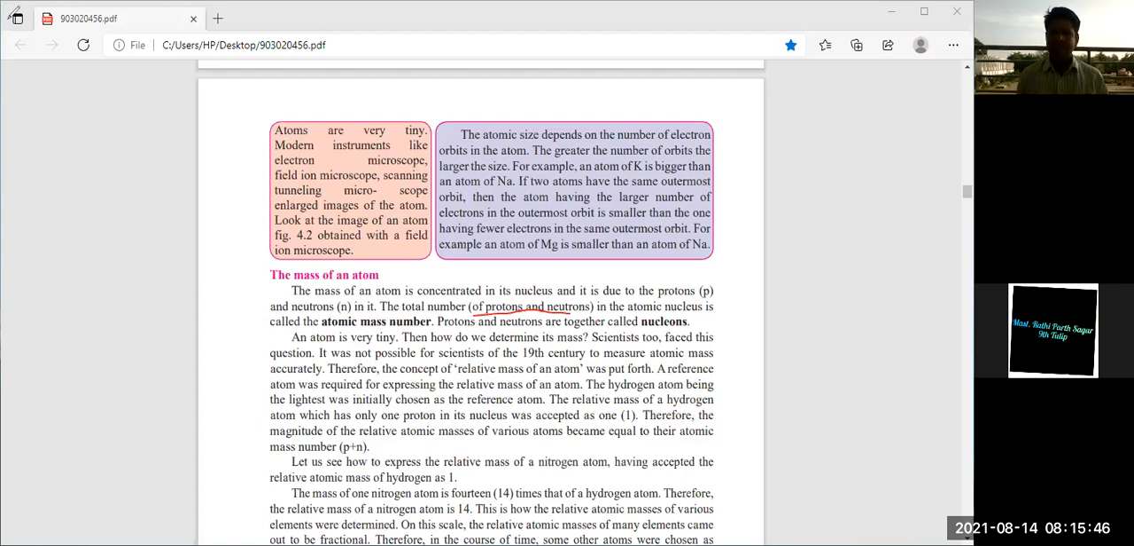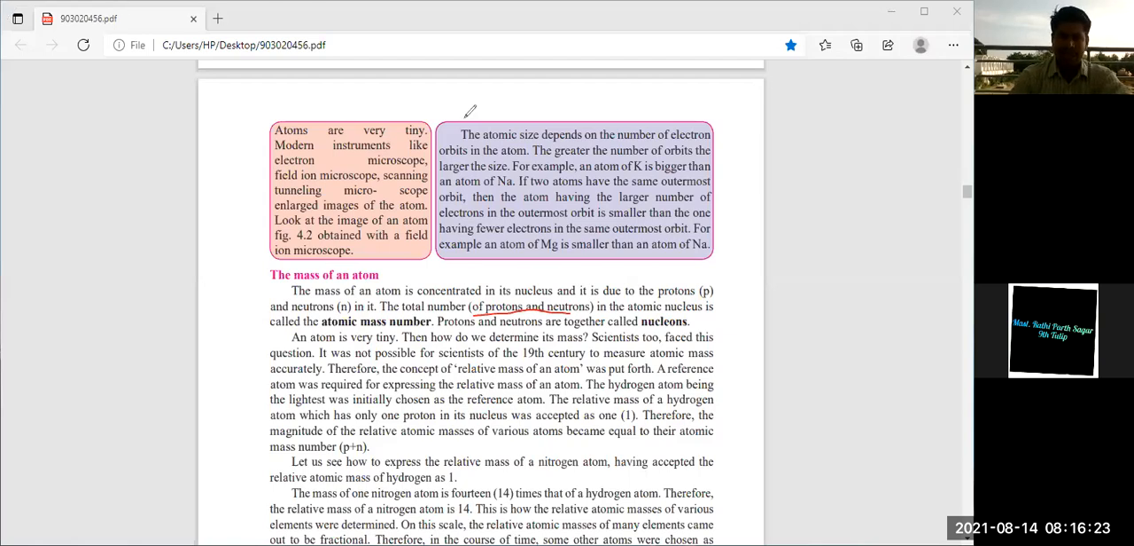Scientists faced so many problems in finding out this atomic mass. It was not possible until the 19th century to measure the atomic mass accurately. Why was it not possible? At that time that technique was not developed, and scientists were confused about which technique to use. So the concept of relative mass of an atom was put forth in the 19th century, about 100 years ago. The relative mass theory was used, and a reference atom was required for expressing the relative mass of an atom.